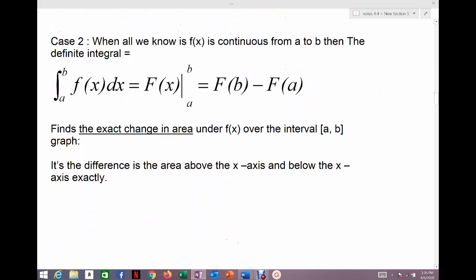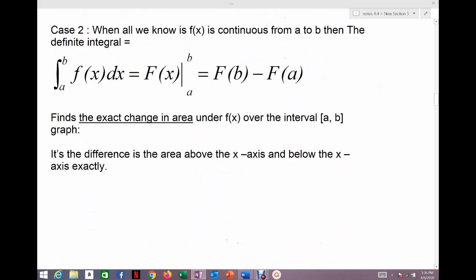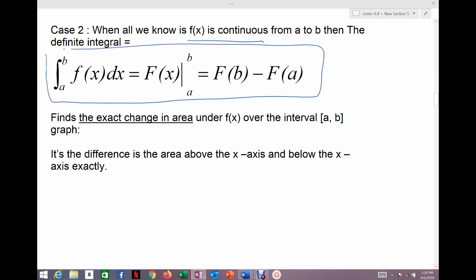The second case: my function's continuous, but it might be positive and negative, and I'll draw an example where I'll have both positive and negative parts. But first of all, it does have to be continuous, no holes, gaps, or asymptotes where I'm looking. We solve using the fundamental theorem of calculus. What this finds is the exact change in my area under my function from point A to point B. It's the difference: the area above minus the area below.